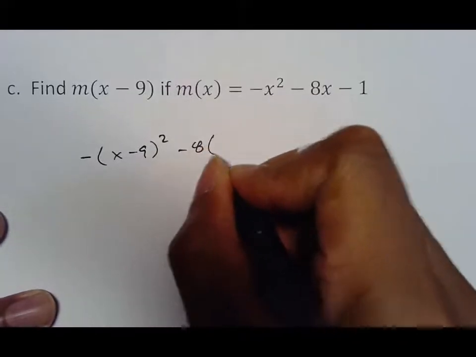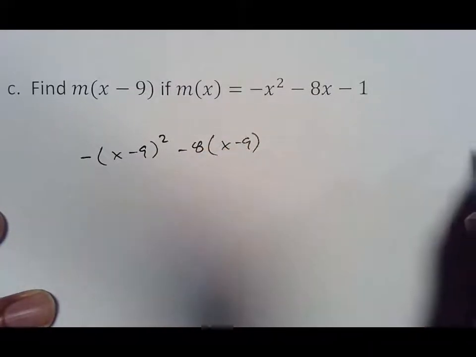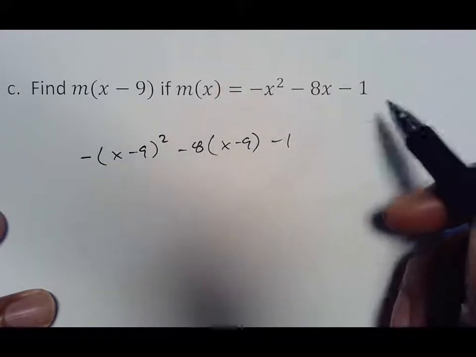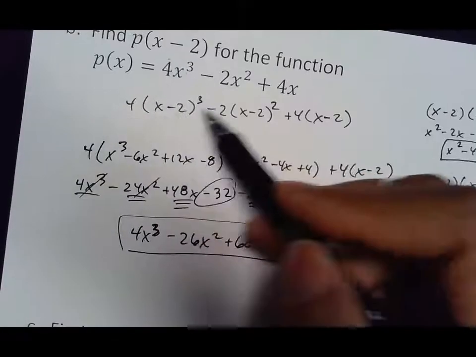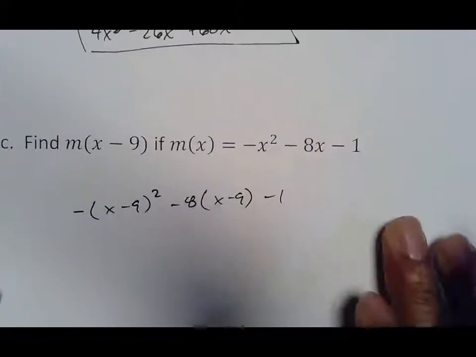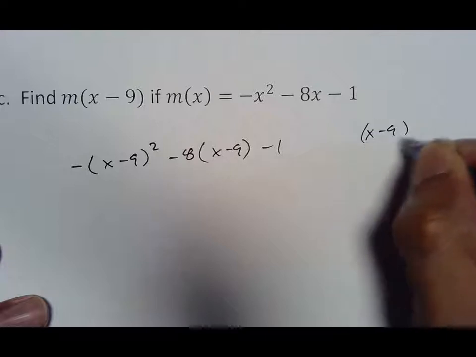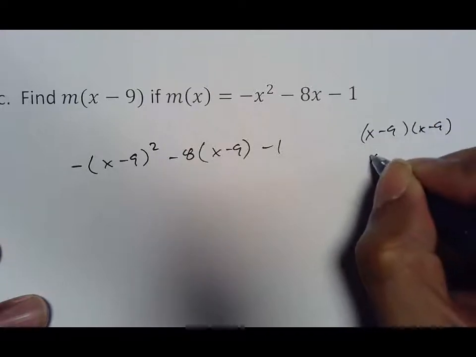Minus 8 times x minus 9 minus 1. Why does this one only have a squared? Because I put a negative in there. There was no need to put a negative in front of all that because of all the work you had to do. But we still need to go over here and do x minus 9 times x minus 9, which is x squared.